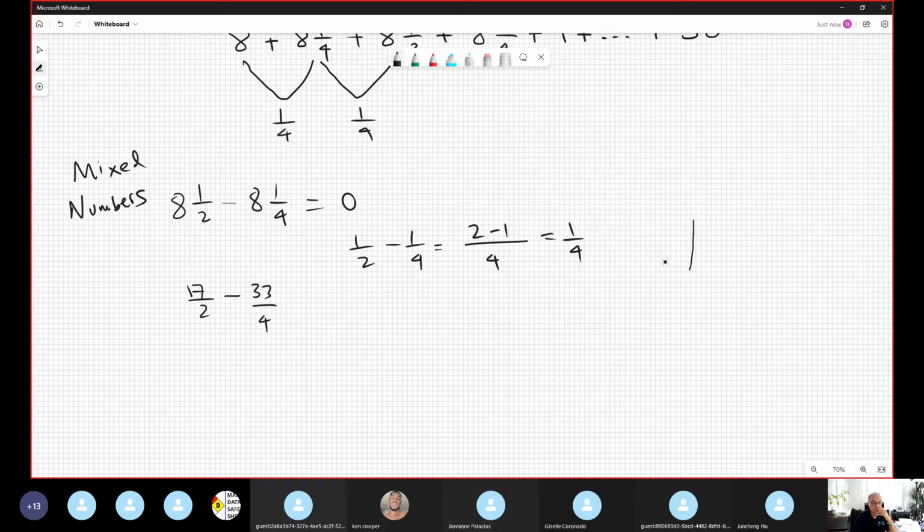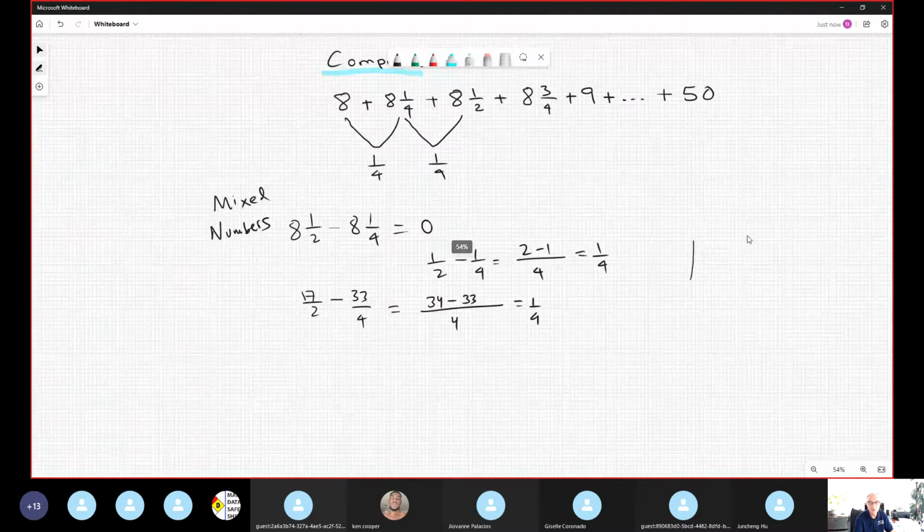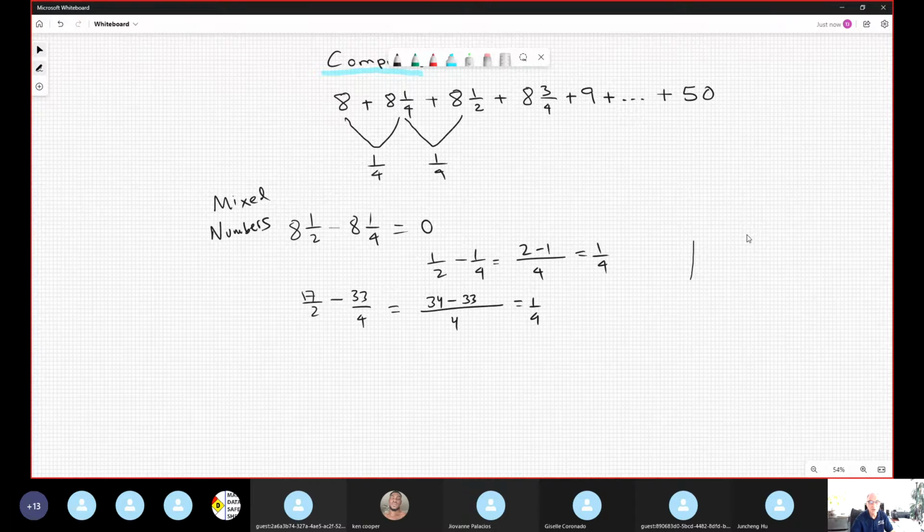Now again we find the LCD, the 4. So we have 4 divided by 2 is 2 times 17. 17 times 2 is 34, I guess so, no? 34 minus 33 over 4. Again, repetition, the same. No problema. Do you understand the fractions very well? I suppose you know. Right?